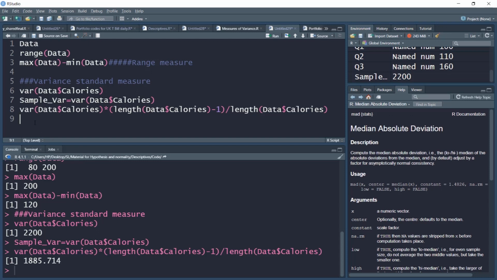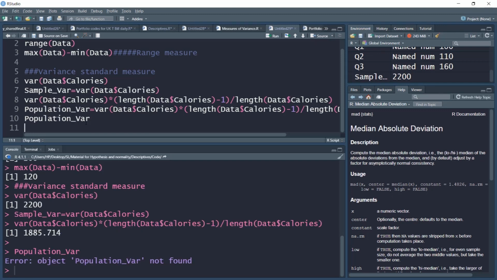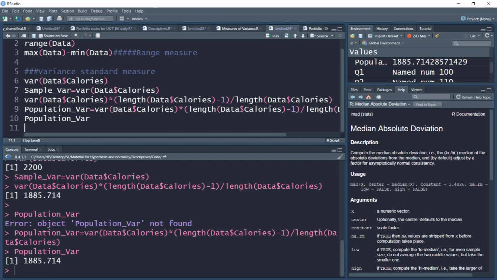I can assign this value to a new variable as well, that is population var, or population variance alternatively, and store it in this new variable. Notice, if I want to extract this value from population var, I simply select this population var variable and press Ctrl Enter to get this value, which is 1885.7. All these values appear in my console window.